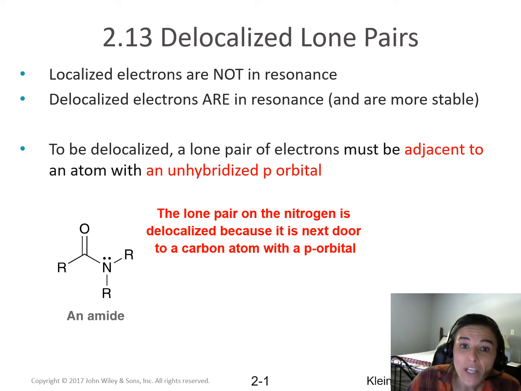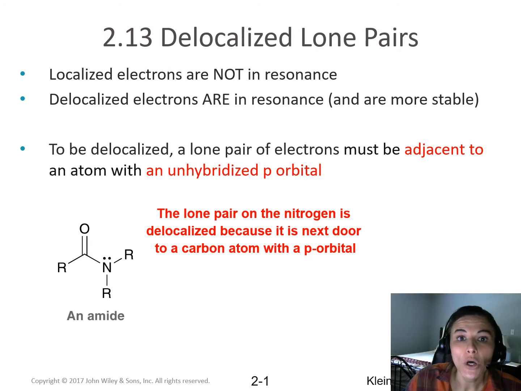Okay, so we know that not all electrons move or are in resonance. If electrons do not move and are not in resonance, they are referred to as being localized. So electrons in sigma bonds are localized. Delocalized electrons are in resonance and are actually more stable than the localized electrons.